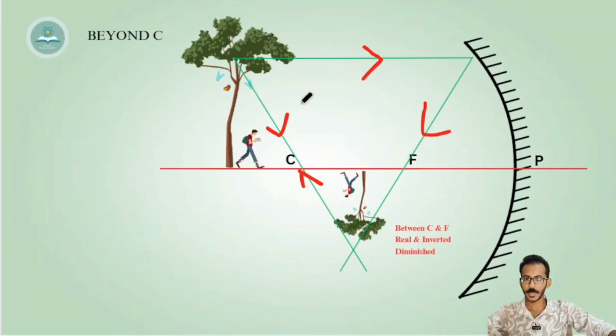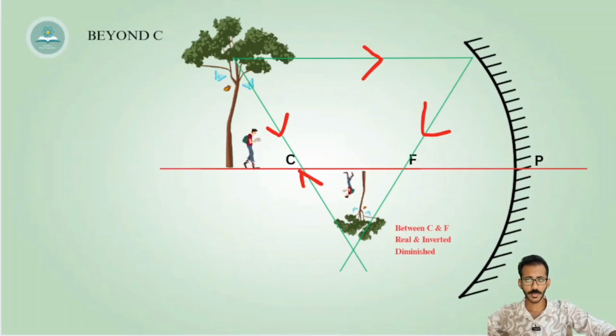Let's see where they are meeting. So the first ray is coming and hitting here. It's getting reflected back and the second ray is also hitting here. Both the rays are meeting here, so we got an image here. As you can see, the image is again real and inverted. So when we place a screen here, we will get the image on the screen. That's why it's called a real image.